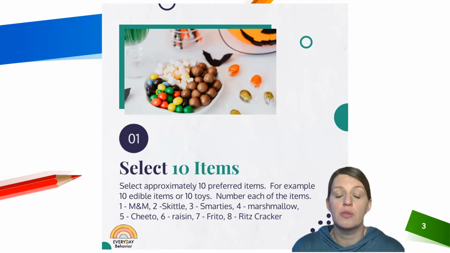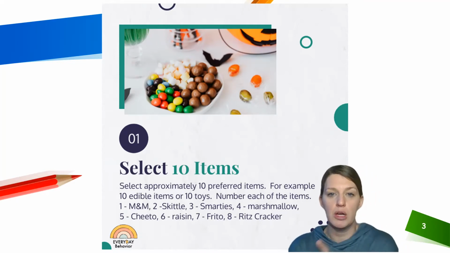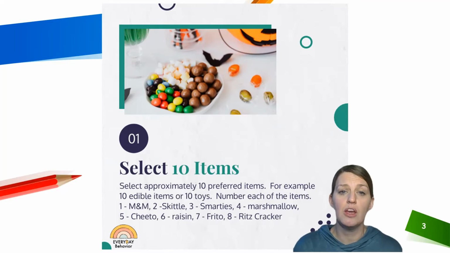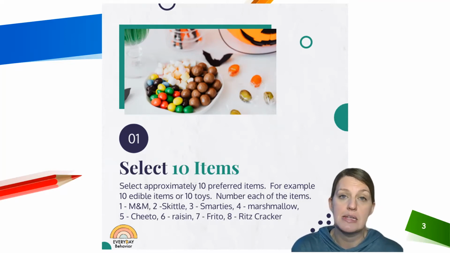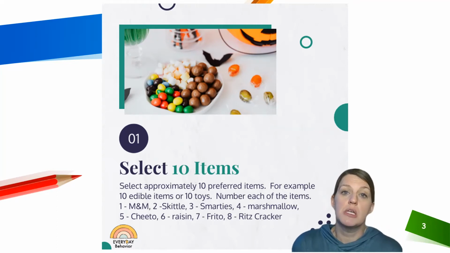You want to number those items. So number 1 equals M&Ms, number 2 equals Skittles, number 3 equals Smarties, number 4 equals marshmallows. This is just easier when you're collecting the data if you have them represented as numbers rather than as the actual words. But once you have that, you want to think about when you're selecting your items.